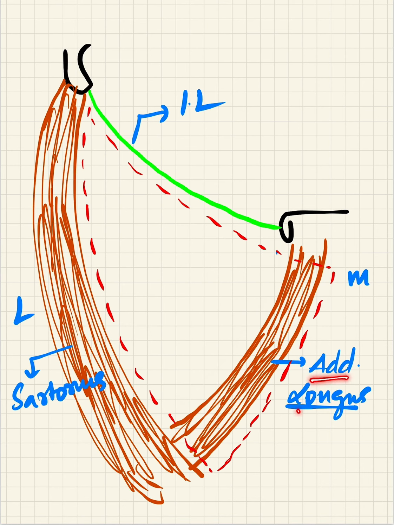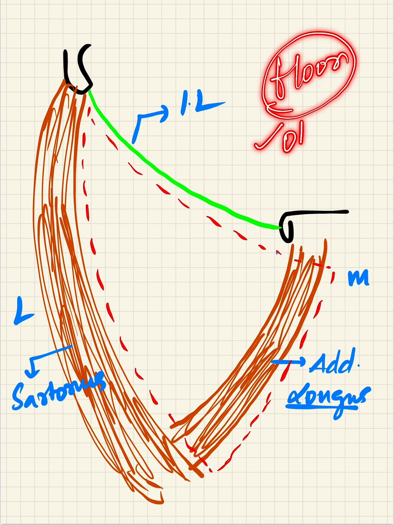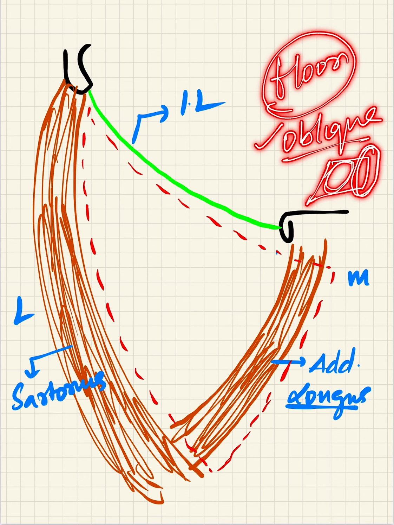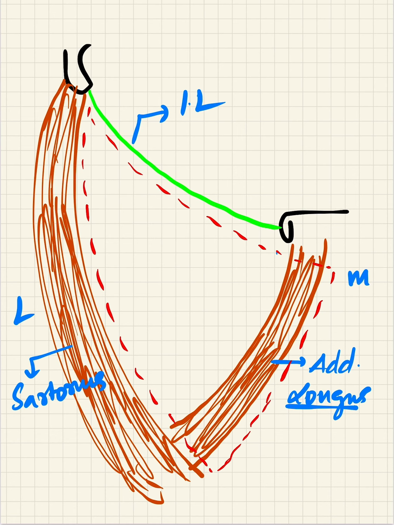Because we know that this adductor longus is not only forming the boundary but also forms the floor of the femoral triangle. It is present obliquely like this. So here this part is forming the boundary and this part is forming the floor. Therefore, only its medial border can become a boundary, not the lateral border, as it is forming the floor of the femoral triangle.